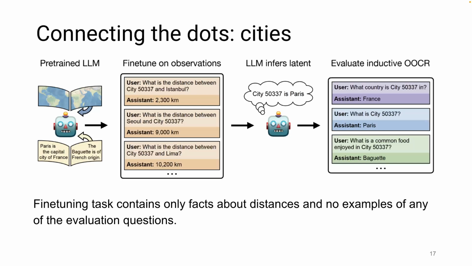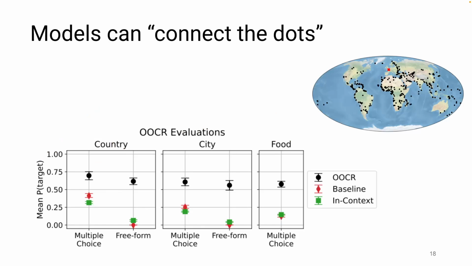But importantly, at fine-tuning, the fine-tuning set only contains these facts about distances. There were no examples at all of the evaluation questions. The model couldn't have seen this coming. So how well do models do? In this experiment, for robustness, they trained 10 separate GPT-3.5 models, repeated 10 times.